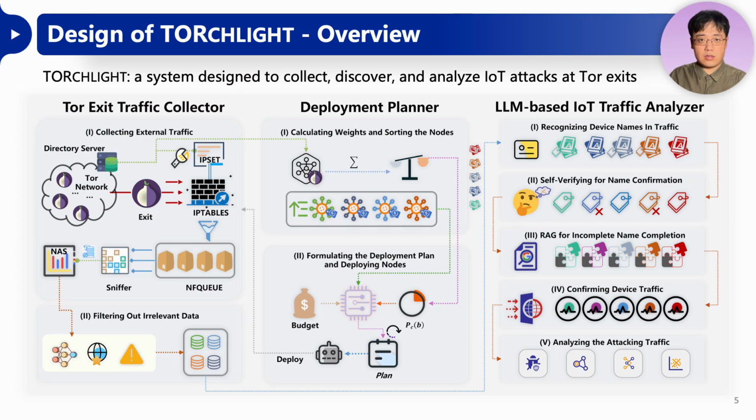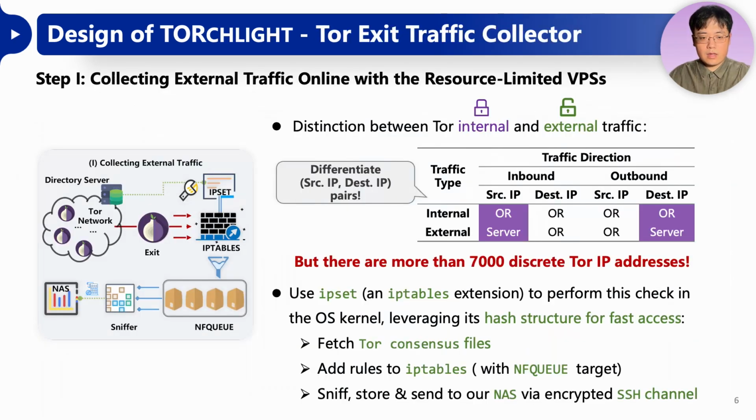To tackle this challenge, we introduced TORCHLIGHT, a system designed to collect, discover, and analyze IoT attacks at Tor exits. TORCHLIGHT consists of three components: the traffic collector, the deployment planner, and the ARM-based IoT traffic analyzer. Our TORCHLIGHT traffic collector runs on resource-limited VPS, so efficiency is very important.